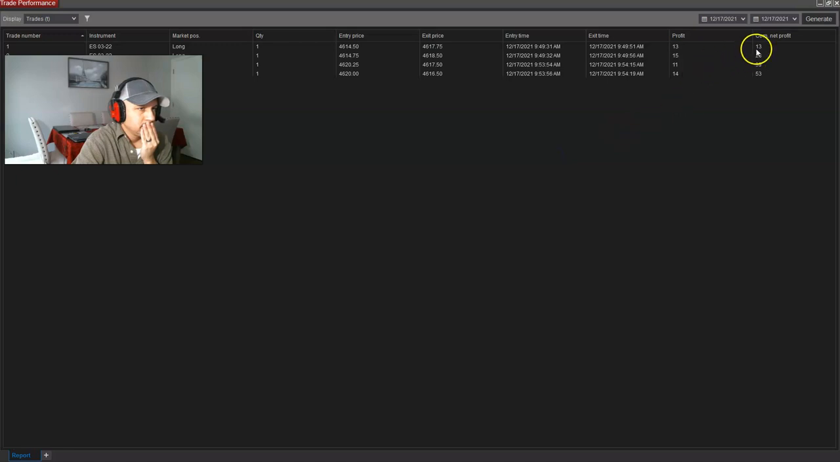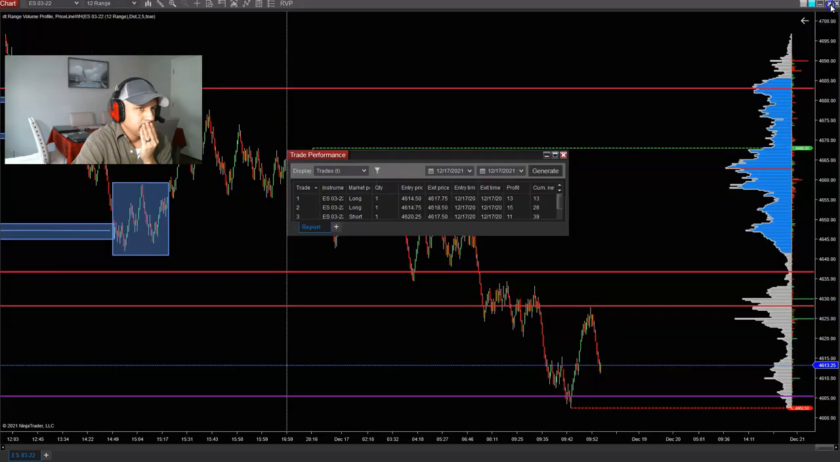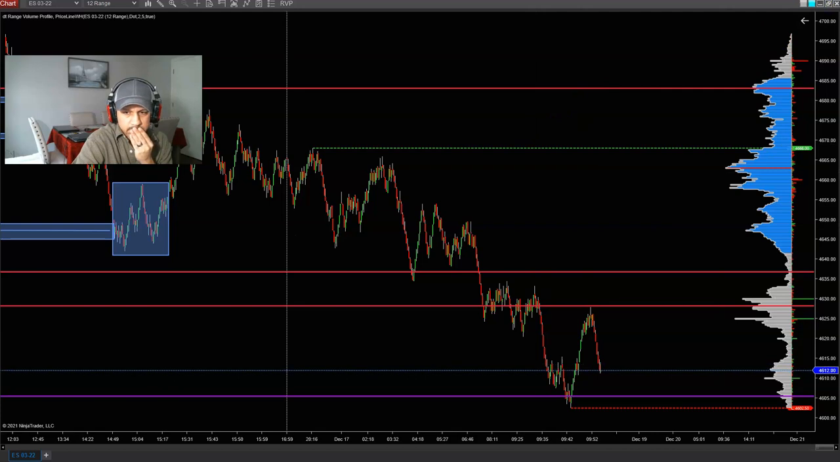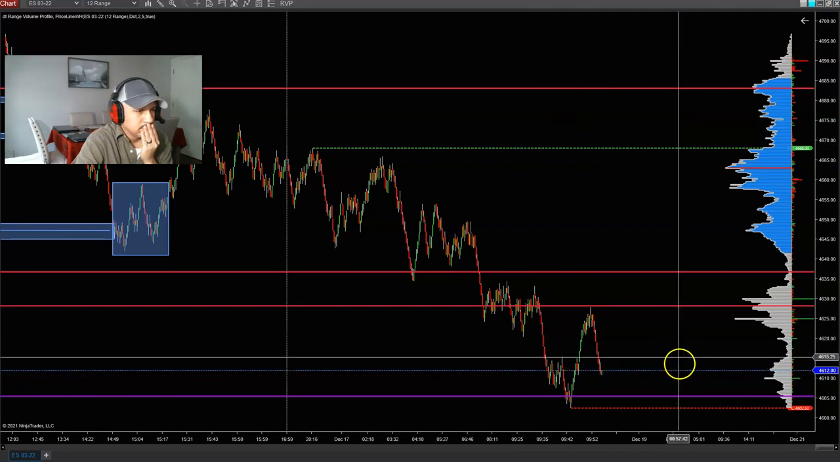Okay, so be careful of that. I'm showing you the trade performance up 53 ticks right now. And again, this is trading December the 17th on Friday.